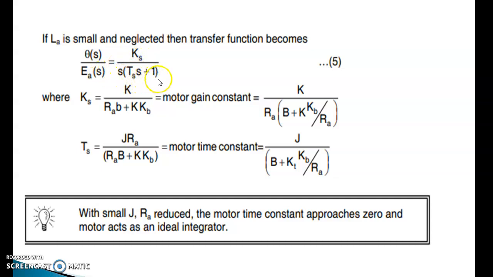where Km is equal to K by (Ra B plus K into Kb), that is equal to motor gain constant, is equal to K by Ra, common B plus K Kb by Ra. Tm is equal to J Ra by (Ra B plus K Kb), is equal to motor time constant, is equal to J by (B plus Kt Kb by Ra). With small J Ra reduced, the motor time constant approaches 0 and the motor acts as an ideal integrator.